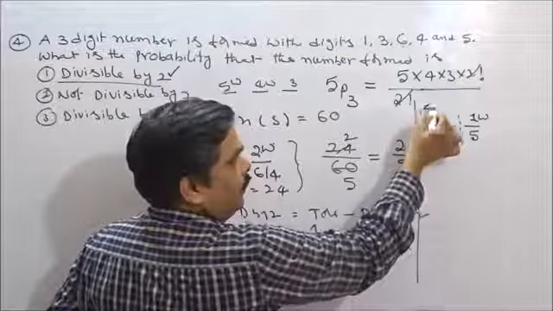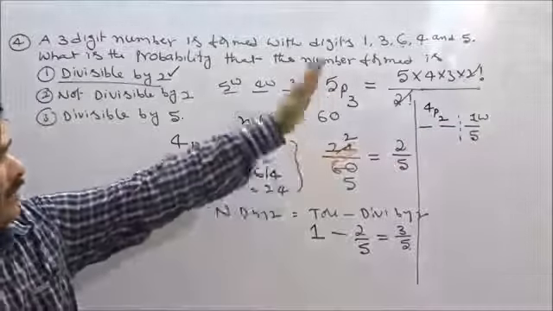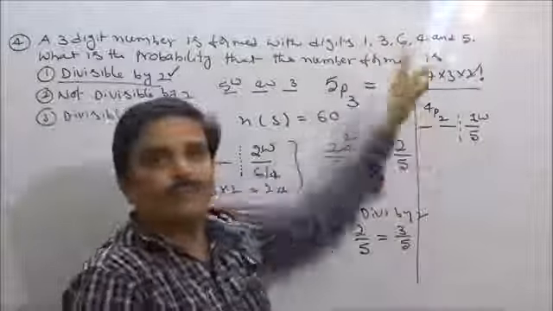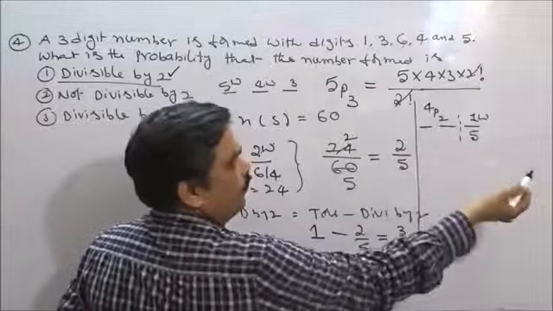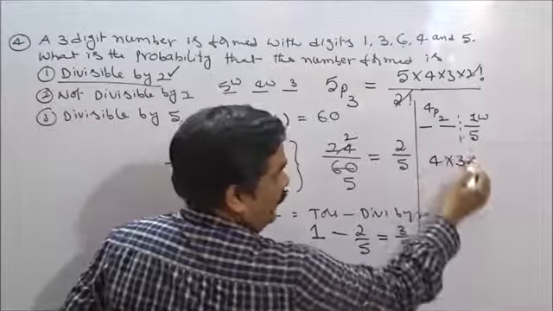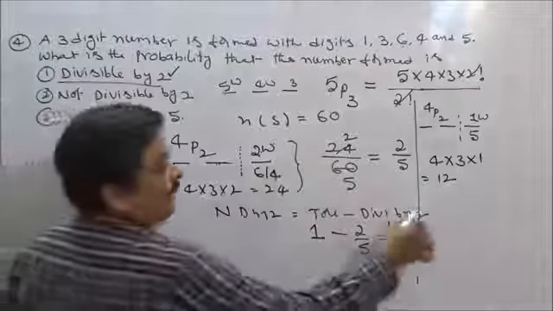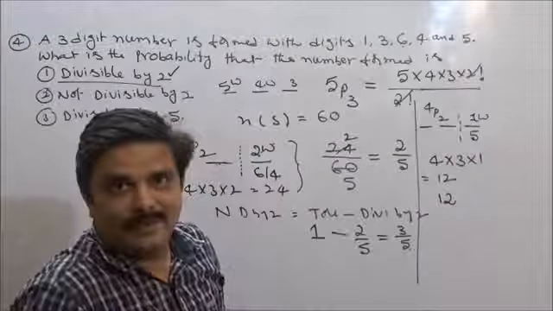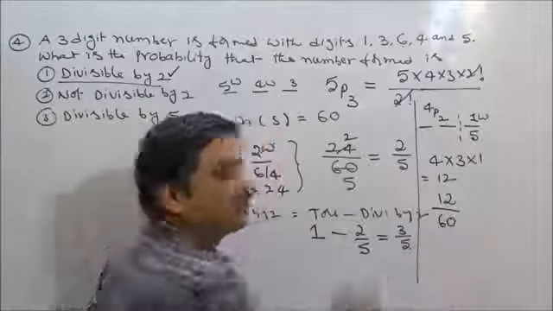Now here, from 4 permutation 2. Because 5 is used here, 5 cannot be taken. 1, 3, 6, 4: any 2 from these 4 with arrangement. In this case, that should be 4P2. 4P2 means 4 into 3, into 1, that is 12. Now what is the probability of getting that? 12 is the number of desired events, divided by sample space 60.